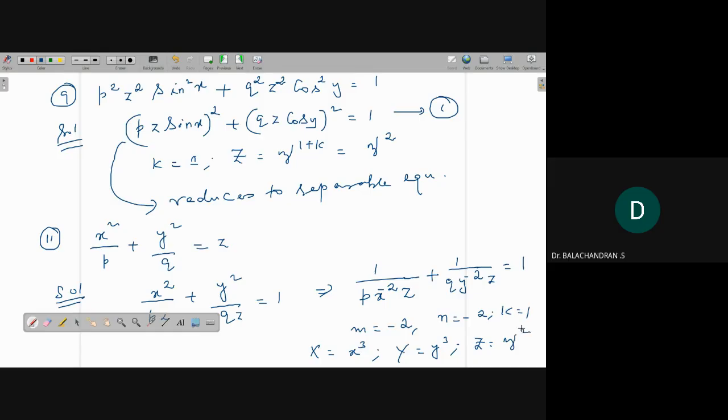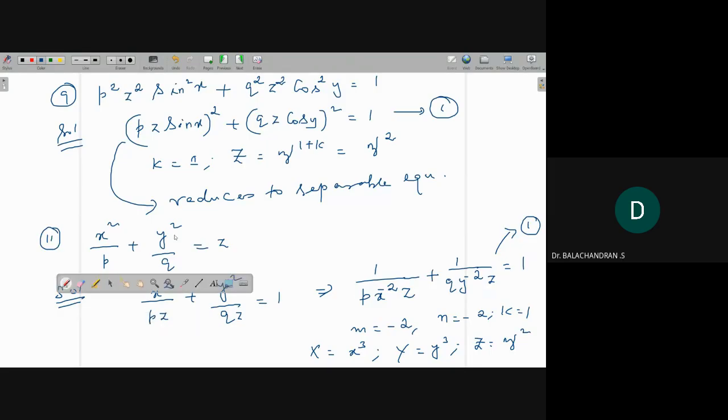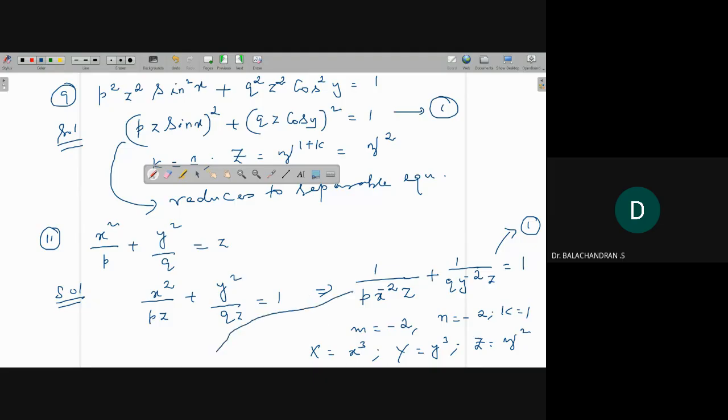Z square. Okay, so now using this substitution, equation number 1 reduces to which type? Type 1, sir. Very good. Type 1. So once it is type 1, it is very easy for you.